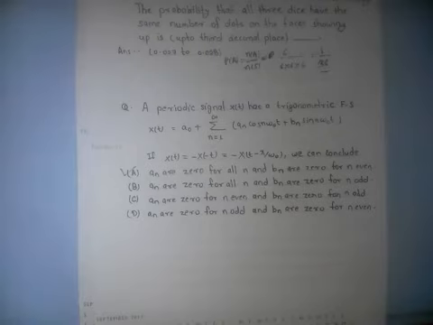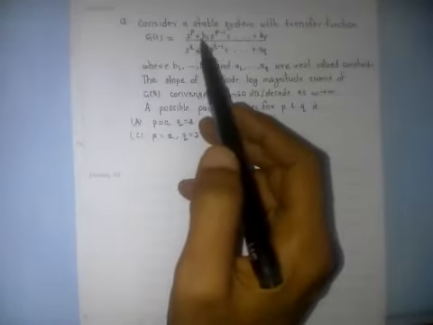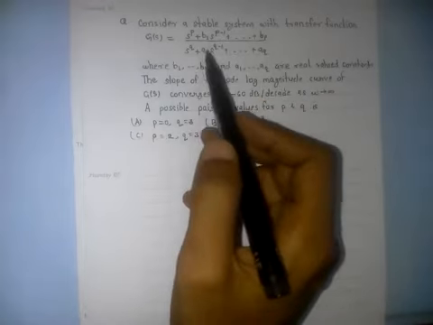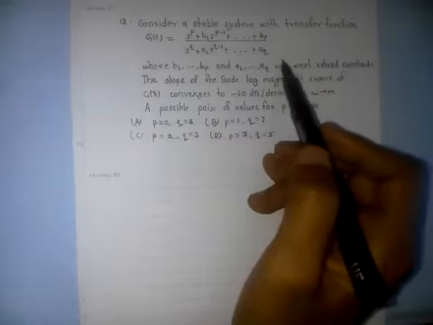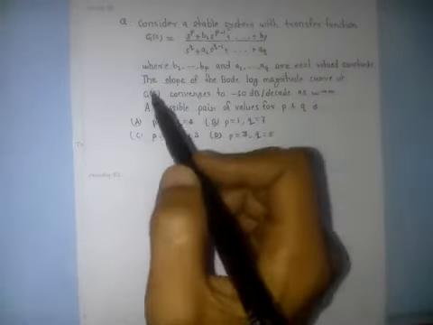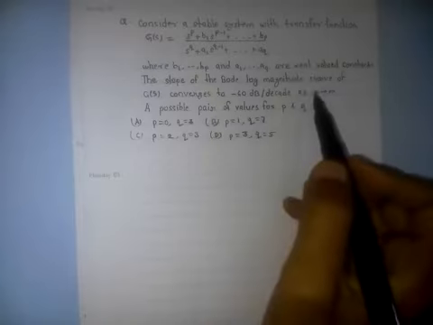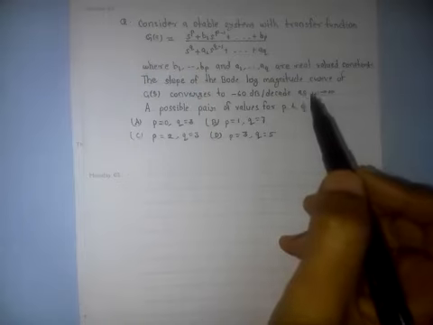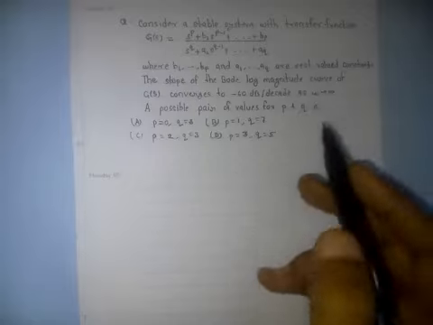So next problem is again from control systems. Consider a stable system with transfer function G(s) equal to s power p plus b1 s power p minus 1 up to bp upon s power q plus a1 s power q minus 1 up to aq, where b1 up to bp and a1 to aq are real valued constants. The slope of the Bode log magnitude curve of G(s) converges to minus 60 dB per decade as omega tends to infinity. So a possible pair of values for P and Q we need to find.